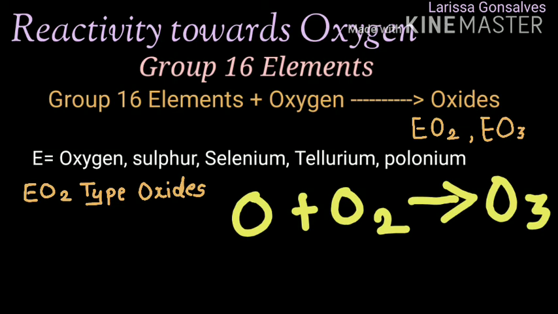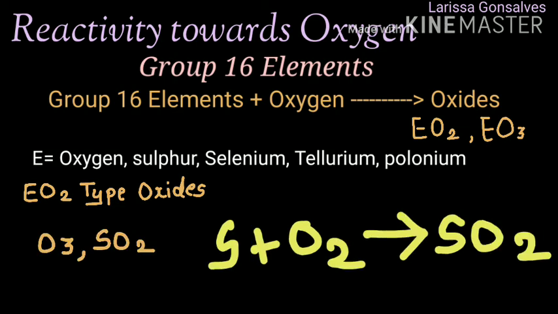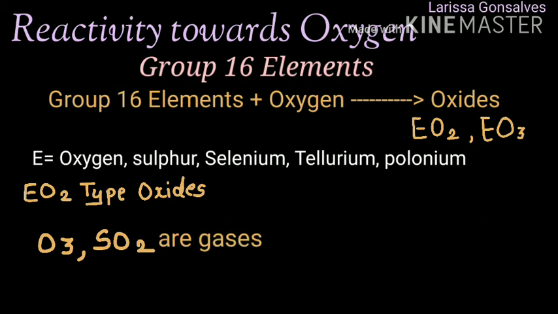Ozone, which has the formula O3, and sulfur dioxide, which has the formula SO2, are gases, while selenium dioxide with the formula SeO2 is solid. These oxides are acidic in nature and they react with water to form acids.